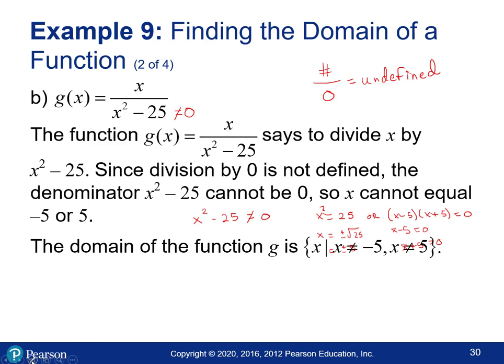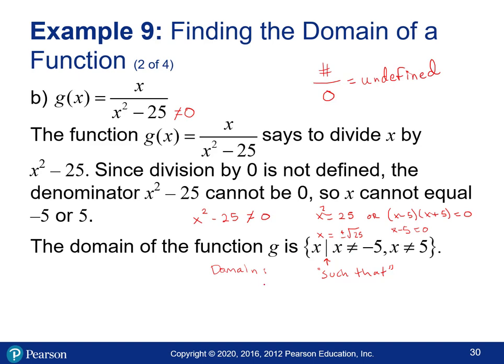Okay, so let me erase what I have there so you can see clearly one way to write this domain. I said it in words, but this is it in set builder notation. So the domain of this function is all of the x's such that, this little line right here in math actually means the words "such that", x can't be -5 and x can't be 5. So this is set builder notation.